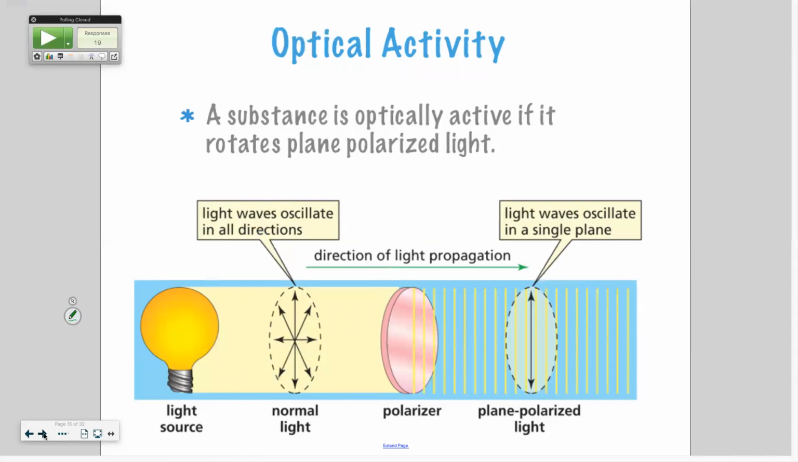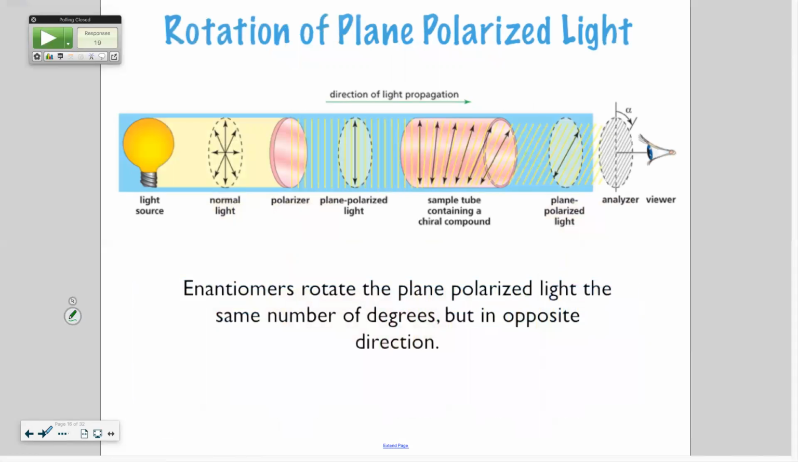Okay, so what happens is to rotate it, you're going to put a tube in there. And in that tube, you put your sample containing your chiral compound. And depending on how many of those compounds it sees, it's going to turn one way or the other. Okay? And this is you looking at it. There's like a 360 degree scale, and you can see the line from the light, and you can see how it shifts.